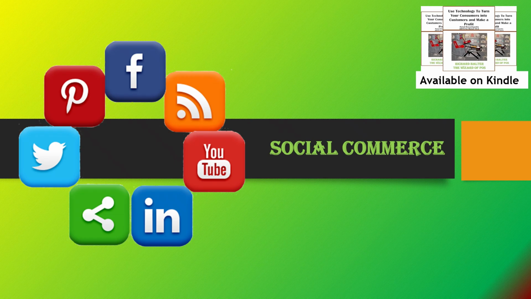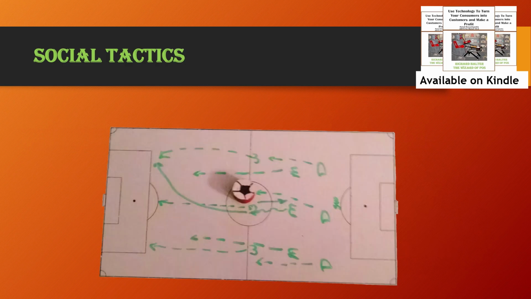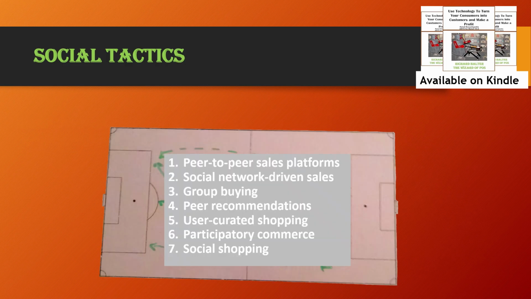So now let's add social commerce into the mix. The big thing about social commerce is its social strategy. It's all about connecting people to people, not people to companies. So let's look at some social tactics, starting with peer-to-peer sales platforms like eBay. These are community-based marketplaces or bazaars where individuals can communicate and sell directly to other individuals.